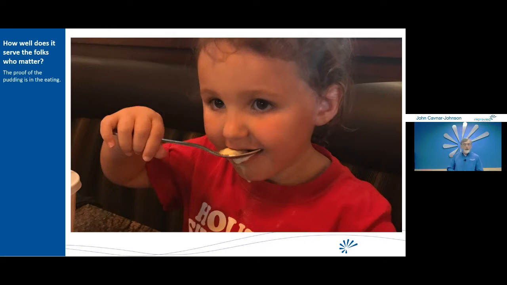So how well does it serve the folks who matter? There's a saying that the proof of the pudding is in the eating, which means that the only way to really effectively judge this is with real world examples. I want you to think of today's session as a sort of recipe. You'll have to decide if it sounds like something you'd like to consume, and you'll probably want to try it out a few times as you design things. You might even find ways to improve it, and I'd love to hear from you if you do.